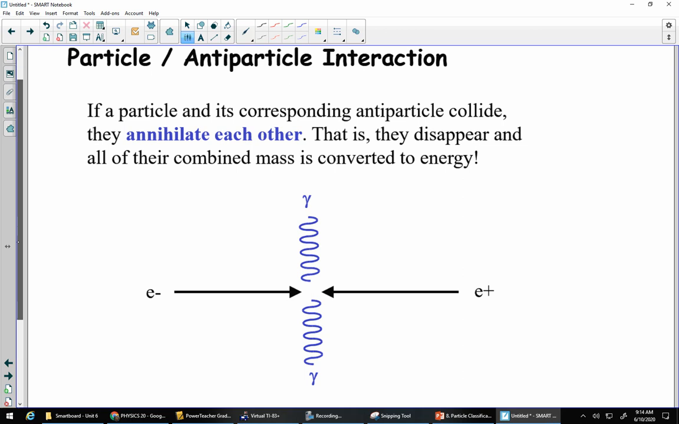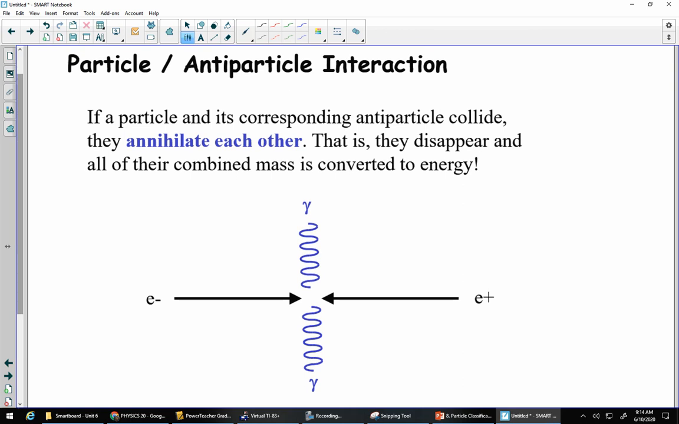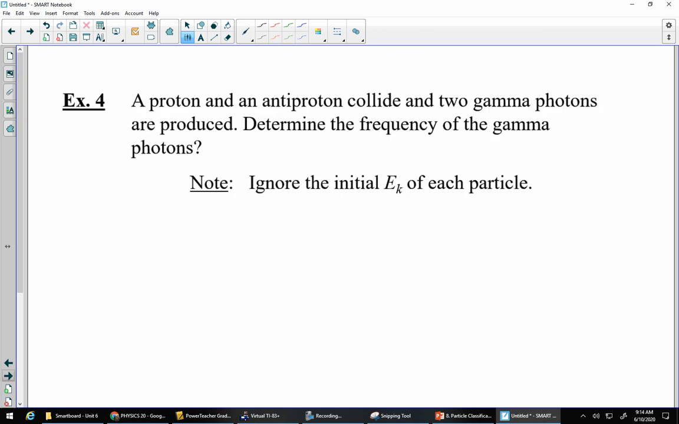So we've mentioned this one. We're going to look a little bit more about this today. But if a particle and its corresponding antiparticle collide, we said that they totally 100% annihilate each other. They disappear. The matter that they were made of disappears, and their combined mass is converted into energy in the form of gamma photons, which is pretty wild. Matter gets destroyed and turned into gamma photons. So let's check that out.